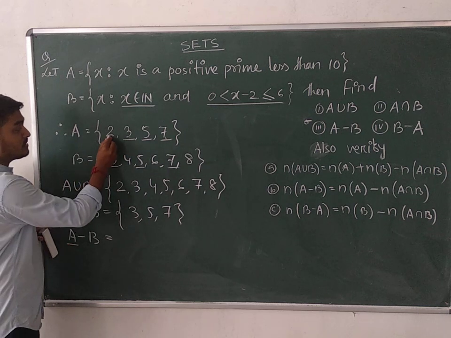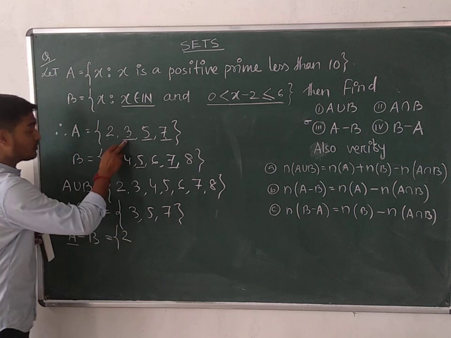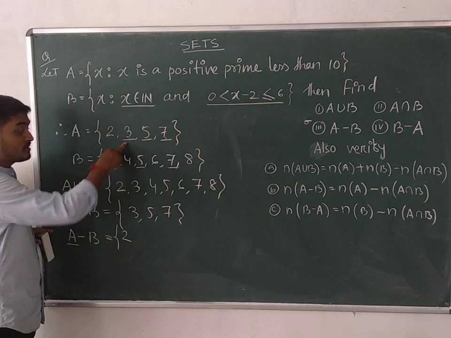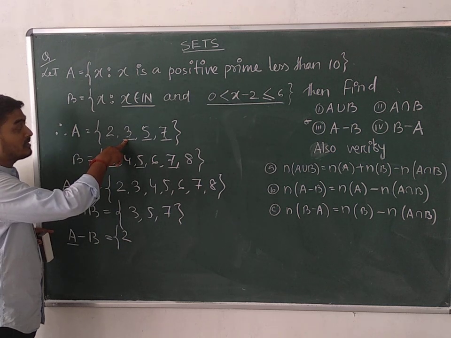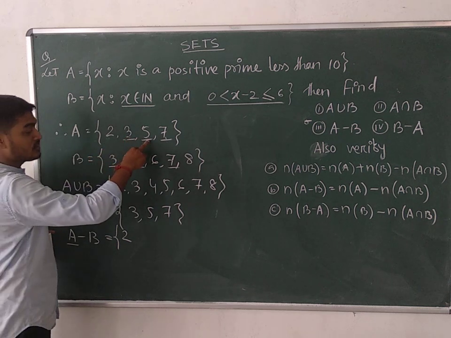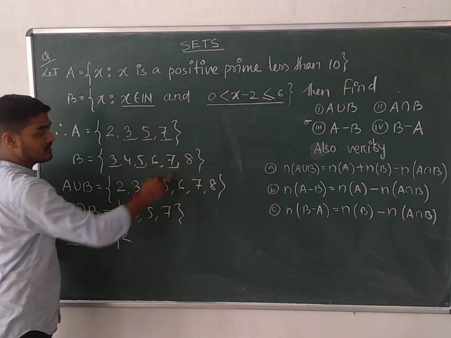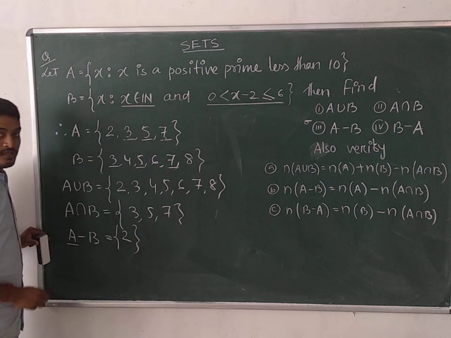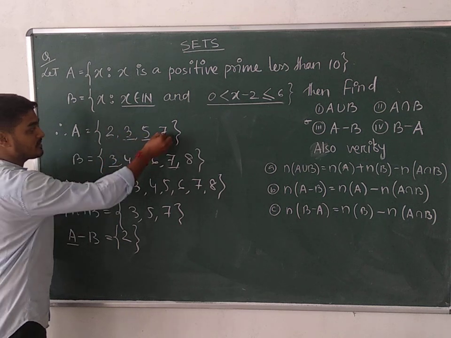For example, you can consider 2 because 2 is there in A only. You are not supposed to consider 3. Why? Because 3 is there in B. 3 does not lie only in A. You are not supposed to consider 5 because 5 is there in B also. You are not supposed to consider 7. 7 is there in B also. Very simple. You simply subtract, so 3 over 3 cancel, 5 over 5 cancel, 7 over 7 cancel.